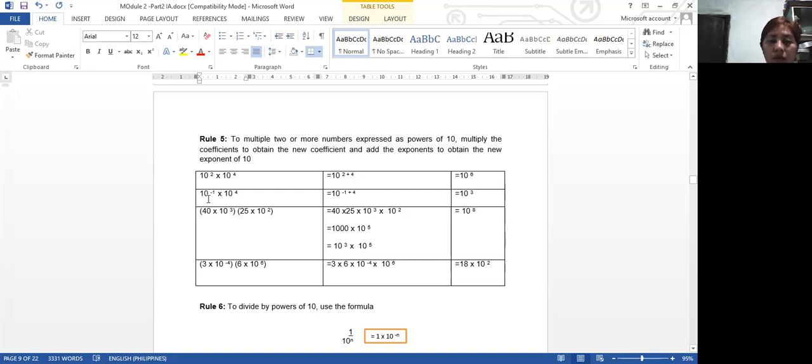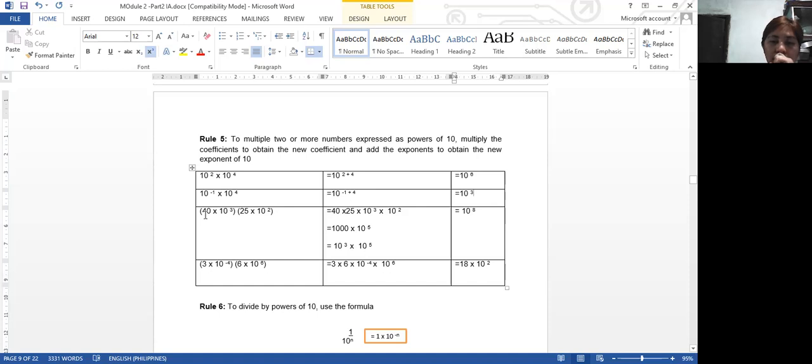So how about if it's -1? We have here -1, then +4. So we're going to add, but according to the law, if you're going to add a negative, you're now going to look for the difference. So -1 plus 4 is 3.